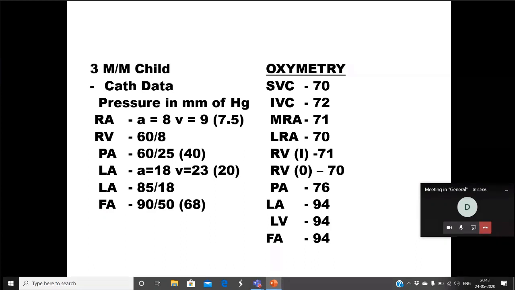Okay, right? Yes. Now let's look at the oximetry data. Sir, oximetry SVC saturation is 70 and IVC is 72. Mid right atrium it is 71 and low right atrium it is 70. RV inflow it is 71, sir. RV outflow it is 70. Pulmonary artery 76. LA, LV and femoral artery it is 94, sir. There is desaturation at LA, sir.